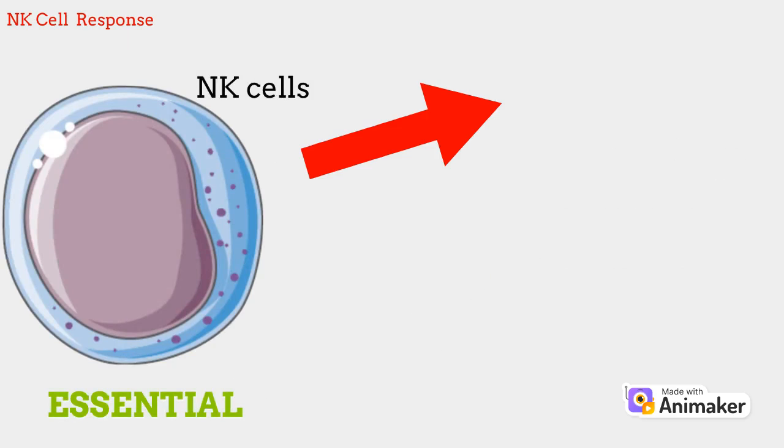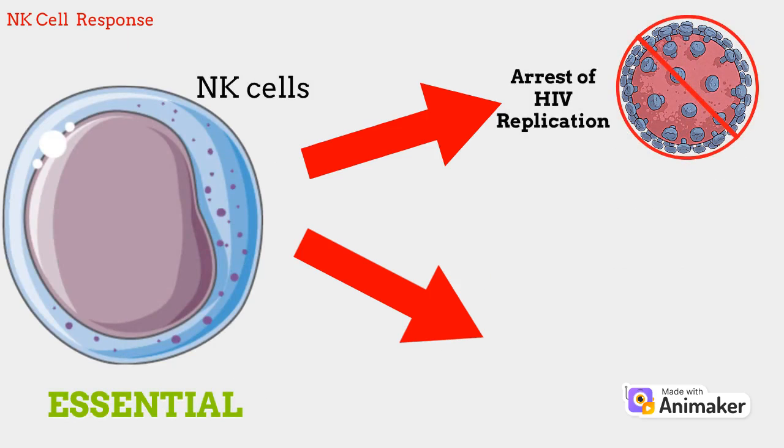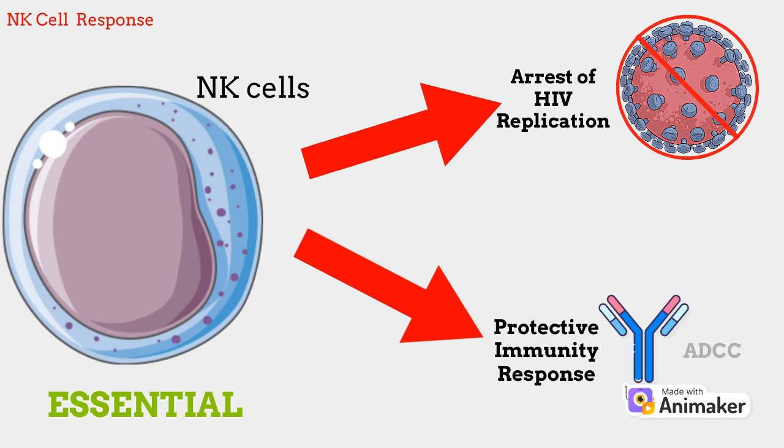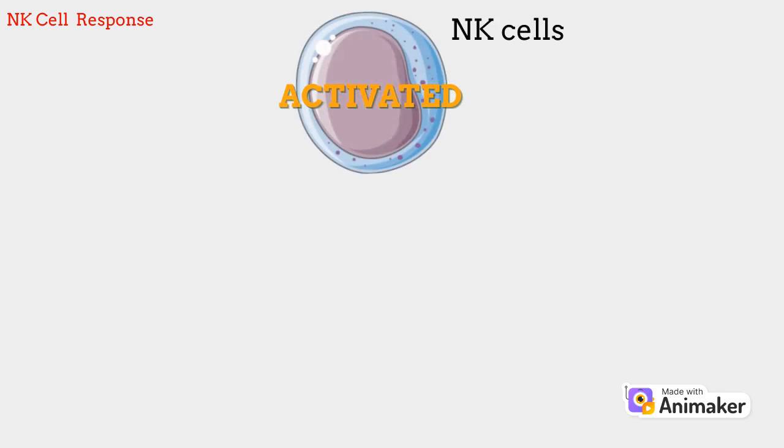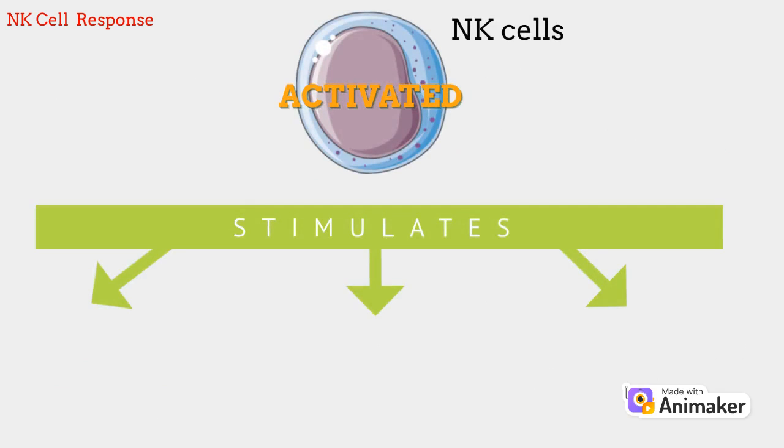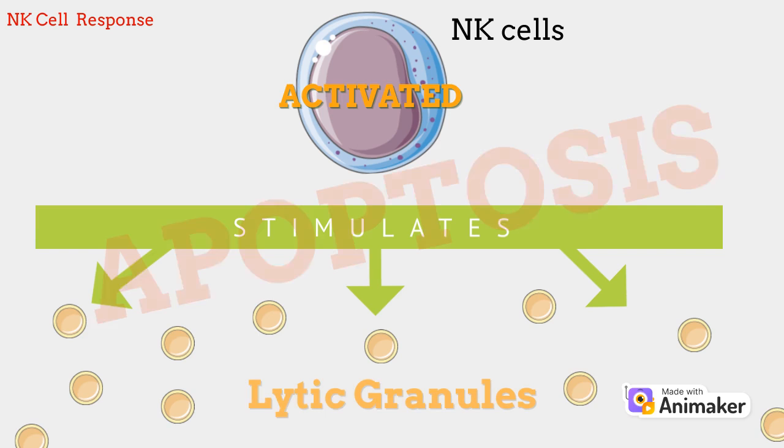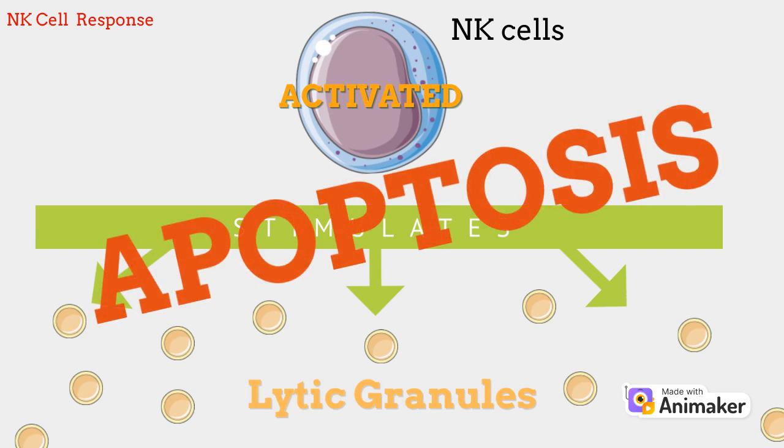NK cells are essential for the arrest of HIV viral replication and the protective immunity response, driven by their antibody-dependent cellular cytotoxicity. NK cell activation stimulates degranulation and the release of lytic granules, inducing apoptosis in neighboring infected immune cells.